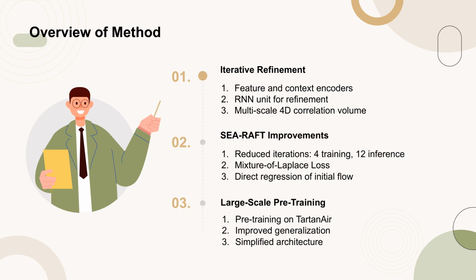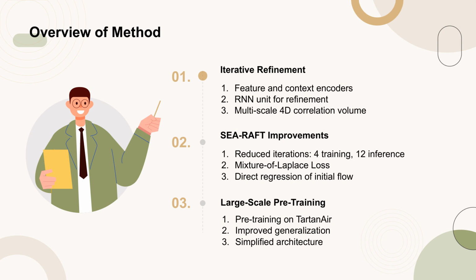The iterative refinement process in RAFT involves two main components: feature and context encoders, and an RNN unit for refining predictions. This process builds a multiscale 4D correlation volume to compute similarities between feature maps. SEA-RAFT introduces significant improvements by reducing the number of iterations required for training and inference, using a mixture of Laplace loss to handle ambiguous cases, and directly regressing an initial flow estimate. Additionally, SEA-RAFT benefits from large-scale pre-training on TartanAir, which enhances generalization, and includes simplifications to the original RAFT architecture for better efficiency and stability.